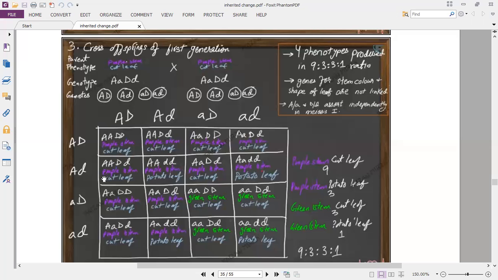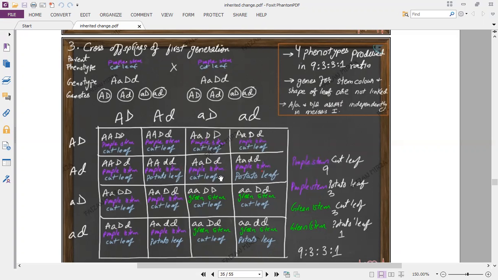Wherever at least a single capital A was mentioned, you know that this is the dominant allele for the stem color. So you just mention the purple color of the stem. And wherever you have at least a single capital D, the leaf shape would be cut. So you just mention purple stem, cut leaf for each. When you place them together and you count them, you will see that purple stem and cut leaf are 9 in count out of these 16.